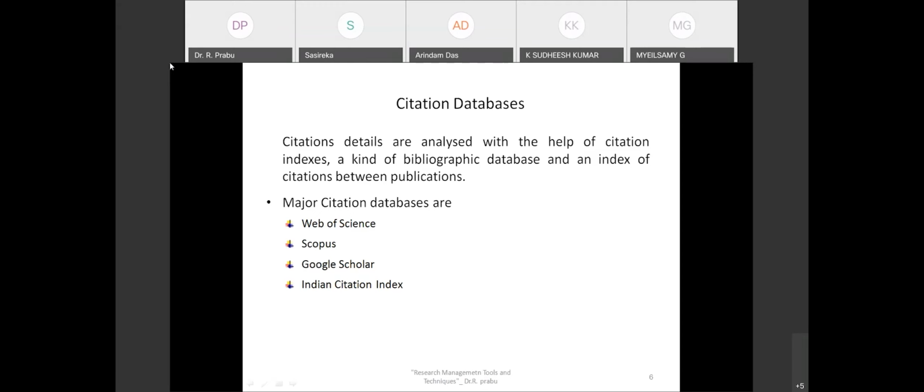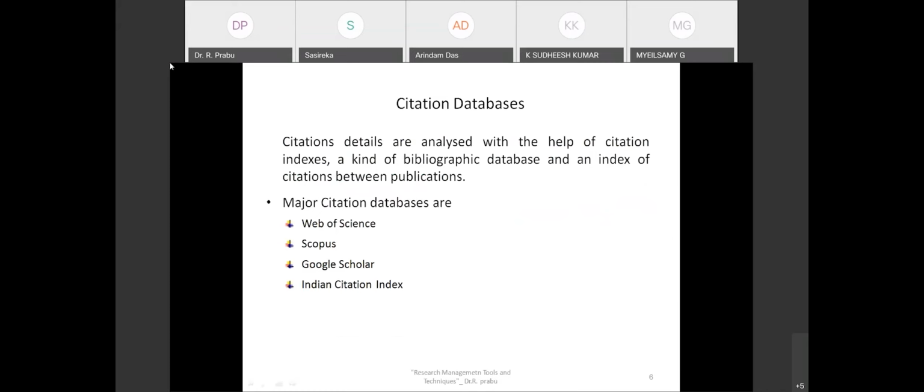Web of Science is a product of Clarivate Analytics. Scopus is another one, a scientometric database, which is a product of Elsevier. And Google Scholar is open source, where you can also find out the citation details. Another one, called the Indian Citation Index, is coming up gradually, and it is focused on Indian-based journals.